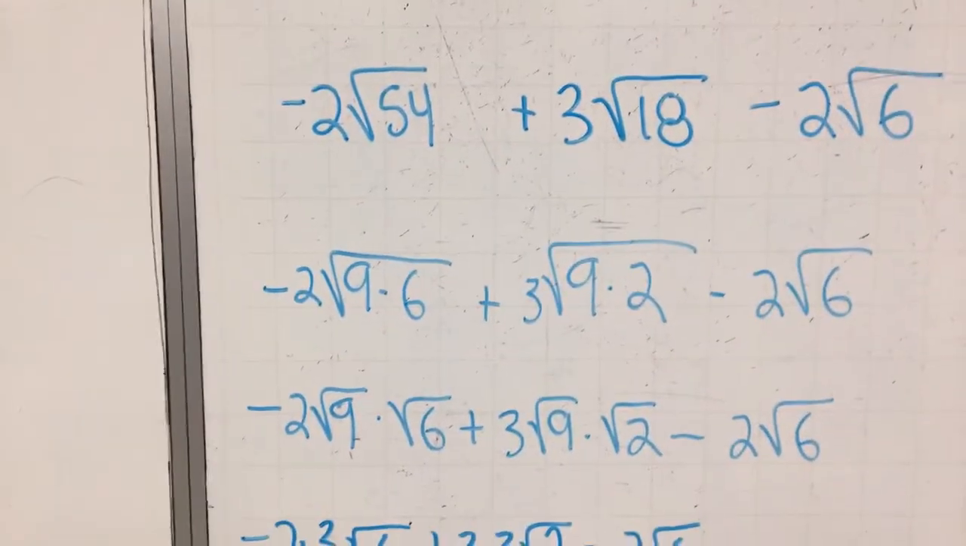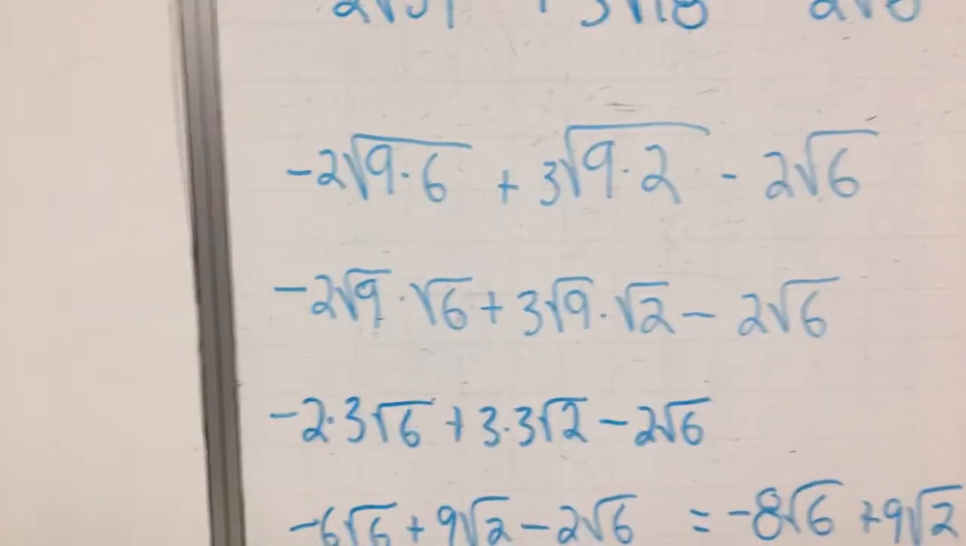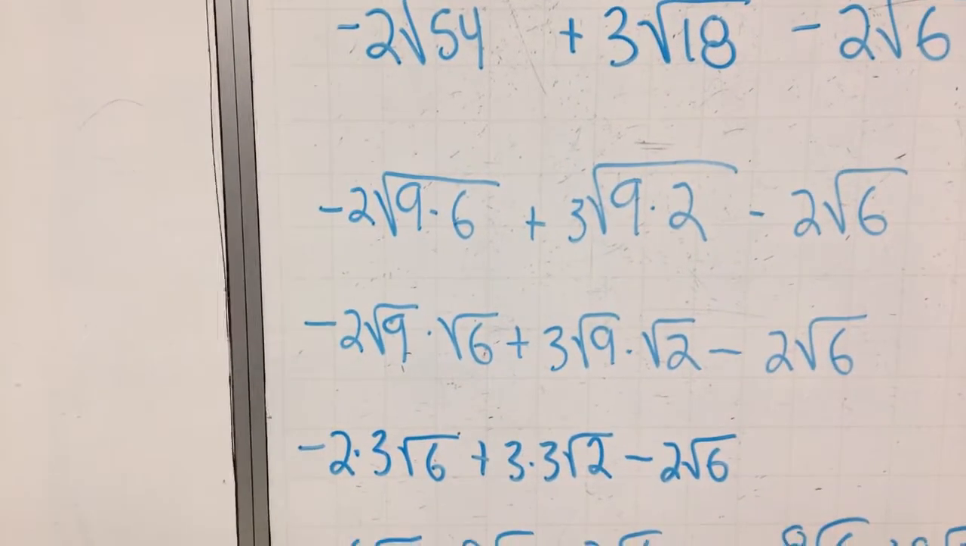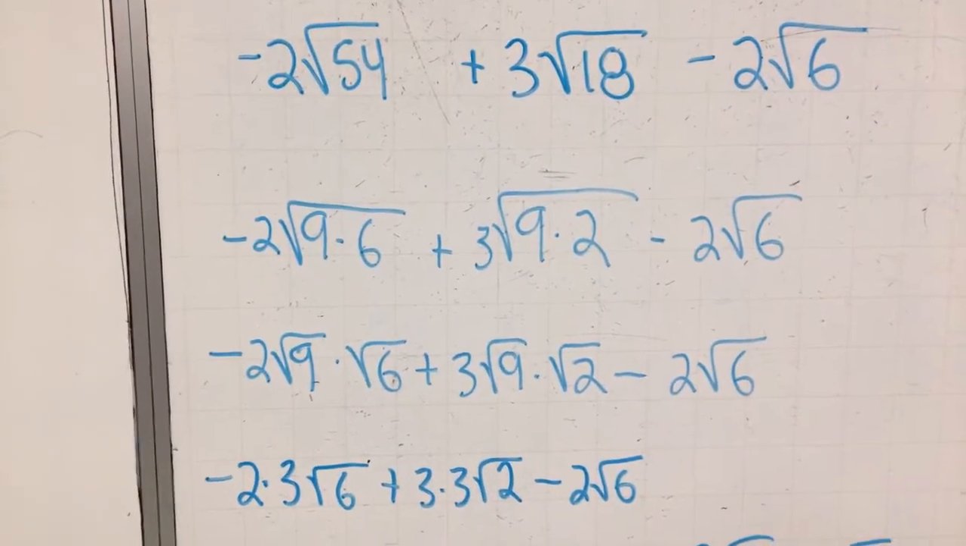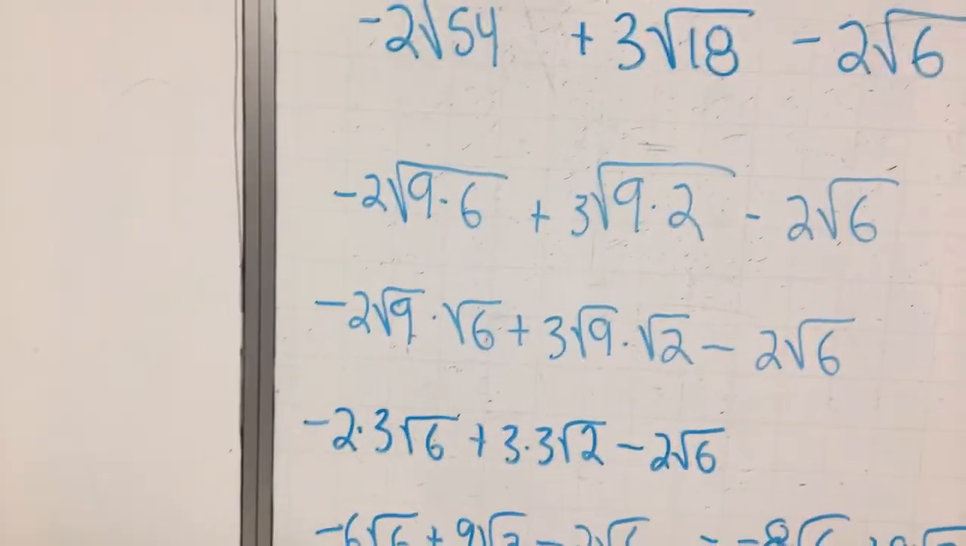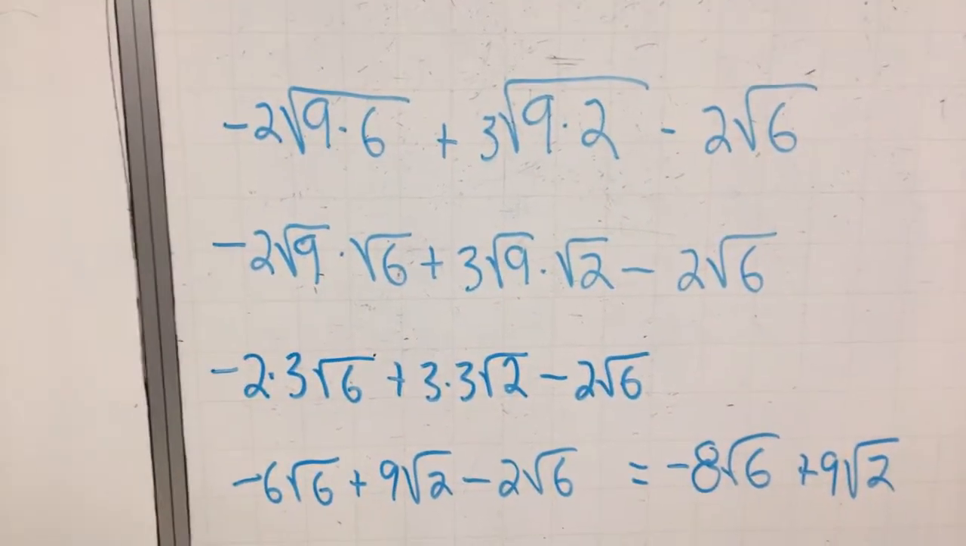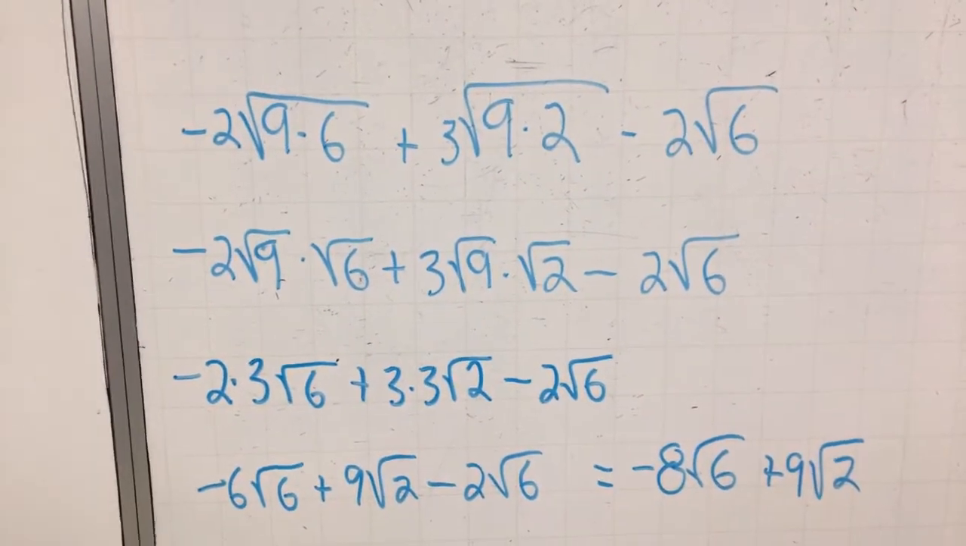Now, last I looked, the square root of 9 was 3. Okay? So, negative 2 times 3 square root of 6 plus 3 times 3 square root of 2 minus 2 square roots of 6. Still hanging on. Now let's clean it up. Negative 6 square roots of 6 plus 9 square roots of 2 minus 2 square roots of 6.